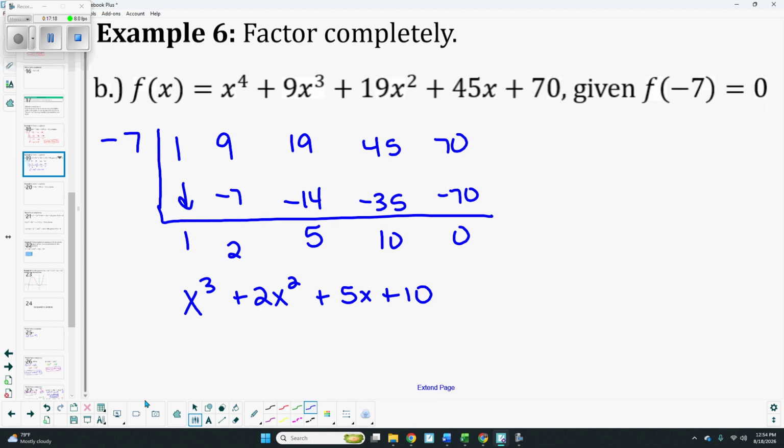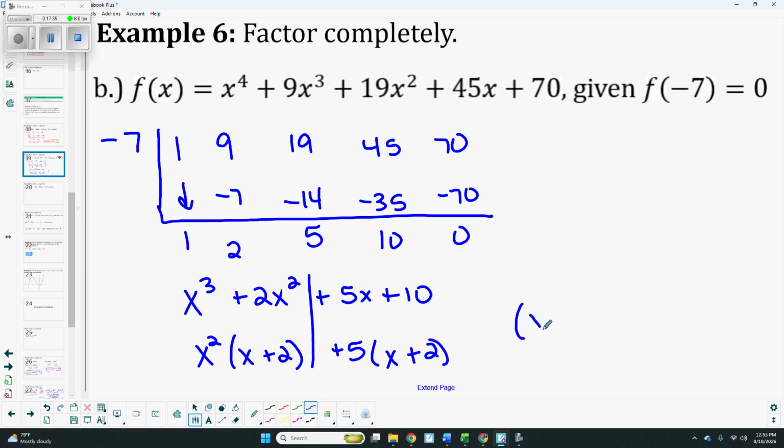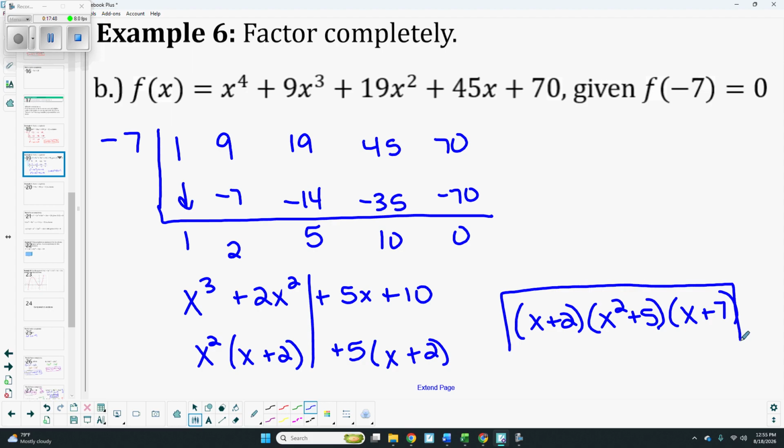When I have 4 terms, my first thought is to try to group it. So out of these 2, an x squared comes out. We're left with x plus 2. Out of these 2, a positive 5 comes out. 5 over 5 is 1x. 10 over 5 is plus 2. And it worked! So my factors that I got here were x plus 2 and x squared plus 5. And then if f of negative 7 was 0, then x plus 7 was also a factor.